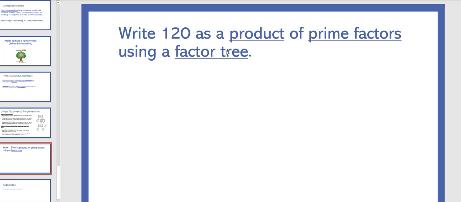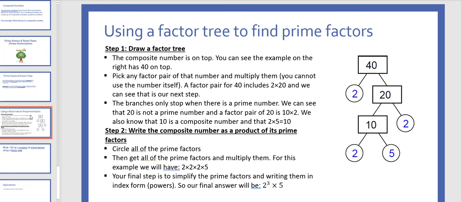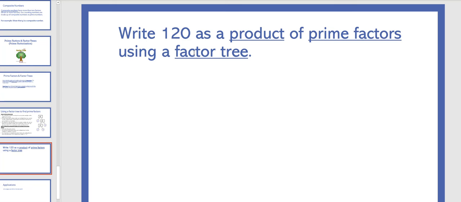And factor tree, we looked at the example over here. A factor tree is like an algorithm that we use to break down a composite number, okay? So it's very important to understand what the question is asking you. So write 120 as a product of prime factors, and the tool we're using is a factor tree. And we'll understand this more when we do the problem.